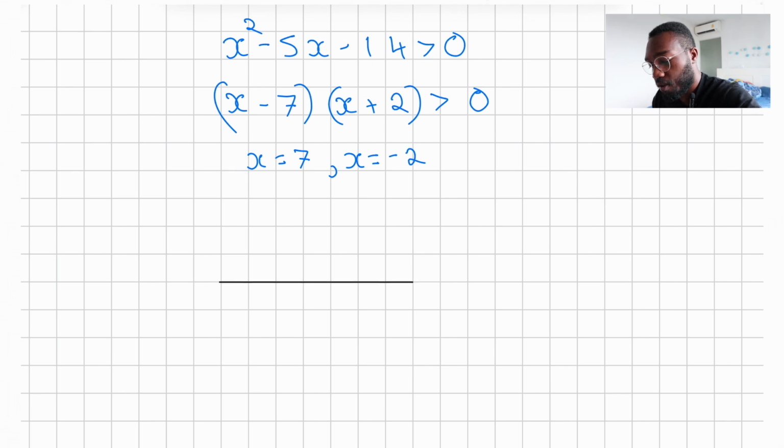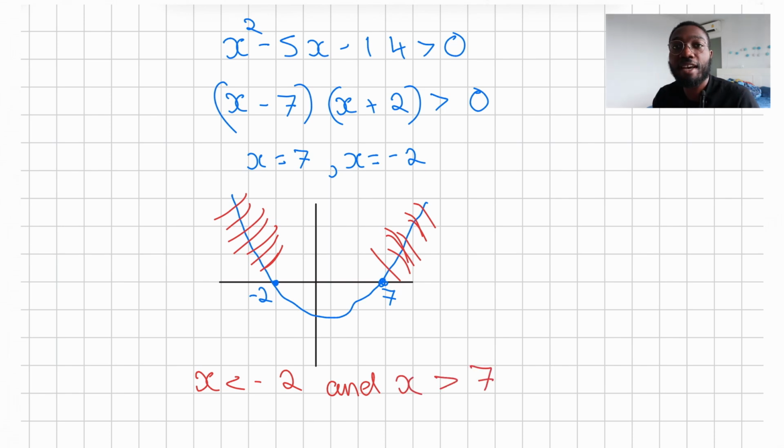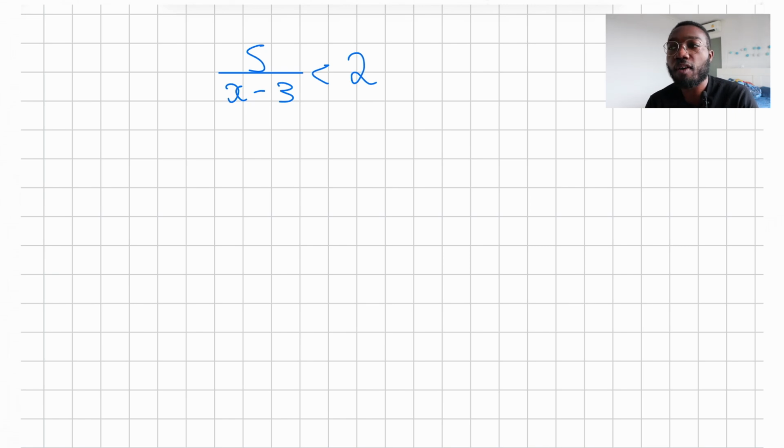Now, if we draw the graph, we have minus 2 here and 7 here. The graph will be positive, so it's a U shape. It will go something like this. And we want the values which are greater than 0 this time, so that would be this part and this part. We know this is minus 2 and this is 7. Therefore, our answer would be where x is less than minus 2 and where x is greater than 7.